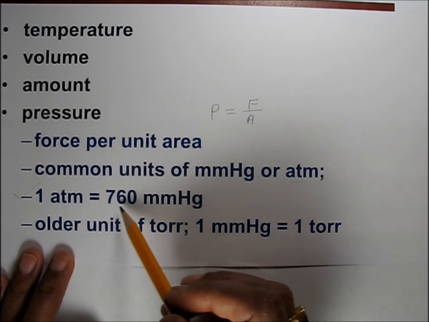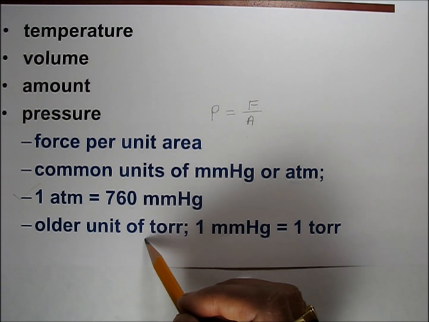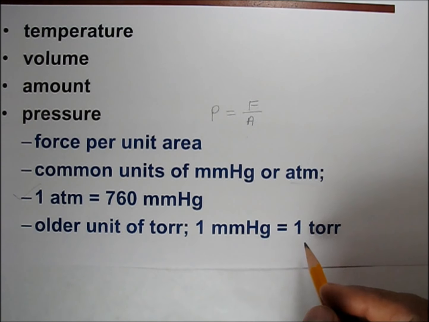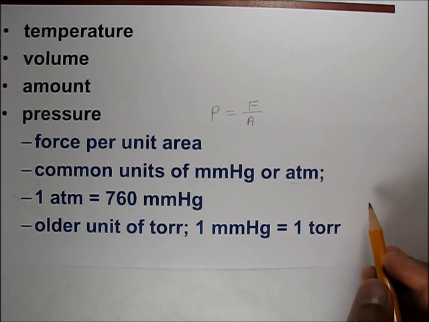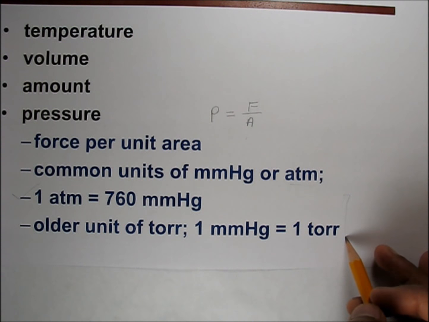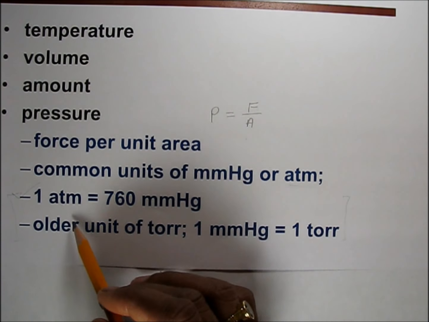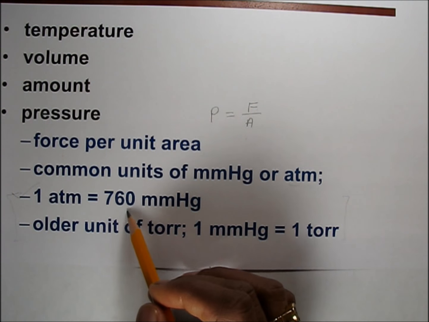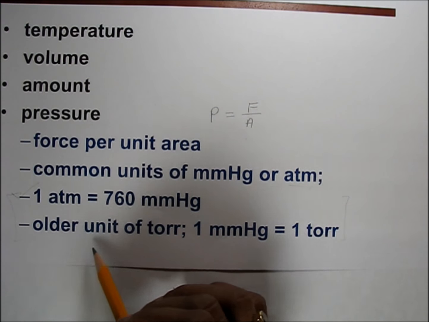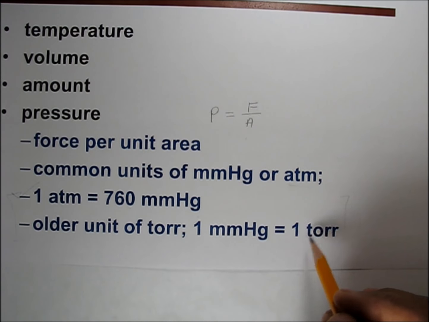So 1 atmosphere pressure is equal to 760 millimeter Hg, and an older unit used was the torr, and 1 millimeter Hg is equal to 1 torr. So these two lines are very important, so you have to remember and memorize that 1 atmosphere is equal to 760 millimeter Hg, and 1 millimeter Hg is equal to 1 torr.